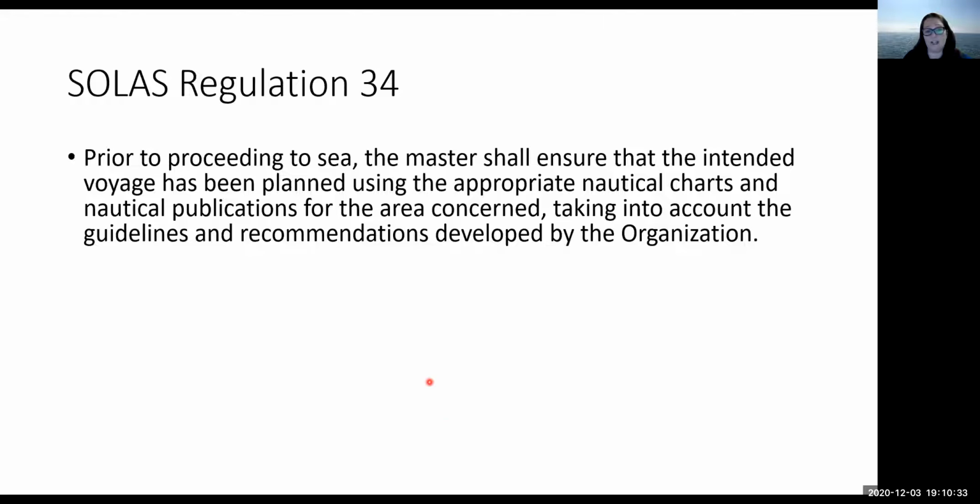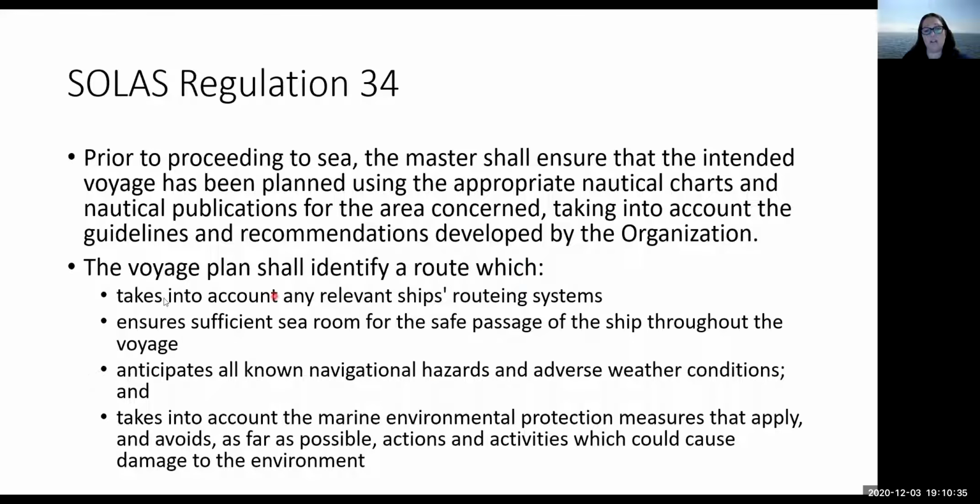And what it actually says then is that we have to identify a route which takes into account any relevant ship's routing systems. So what do we have? It ensures sufficient sea room for the safe passage of the ship throughout the entire voyage, anticipates all known navigational hazards and adverse weather conditions, and also takes into account any marine environmental protection measures that apply, so that we can avoid any damage to the environment.